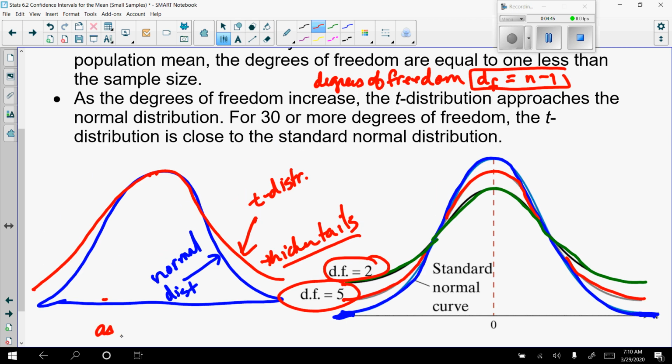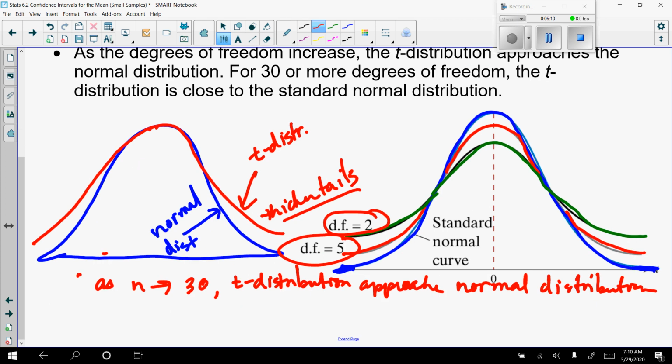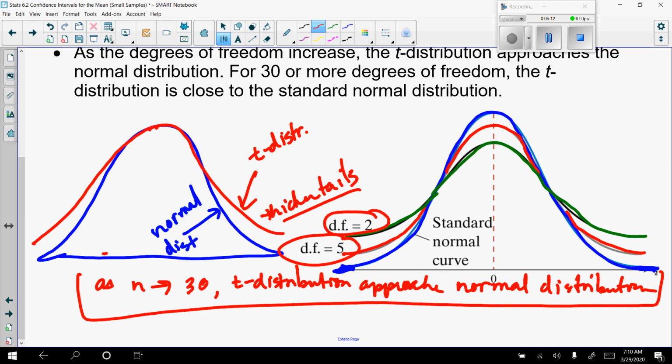And as n approaches 30, the t-distribution approaches the normal distribution. So that's one important thing to remember. As n gets bigger and approaches 30, you'll be able to use the normal model.